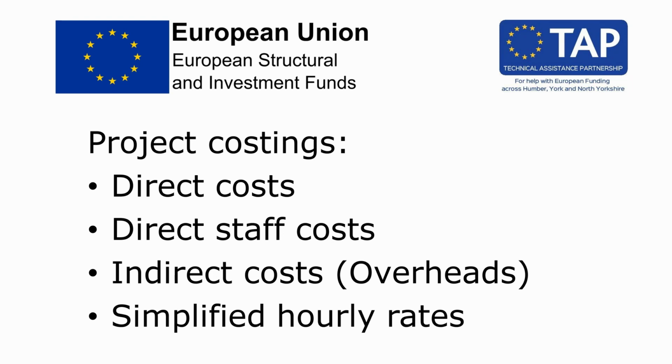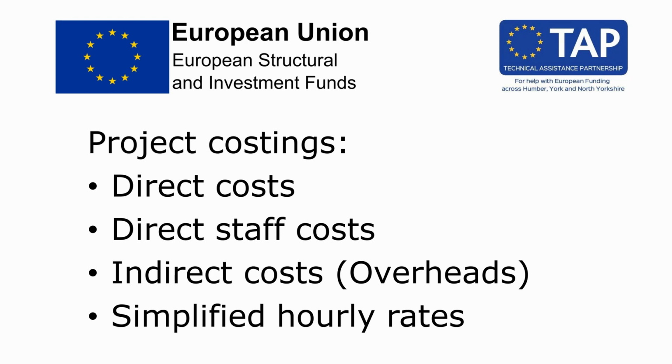There is another option which is 40% for direct and indirect costs. The 40% flat rate differs from the previous options as all eligible costs, both indirect and direct, are calculated on 40% of the eligible direct staff costs which are being claimed.